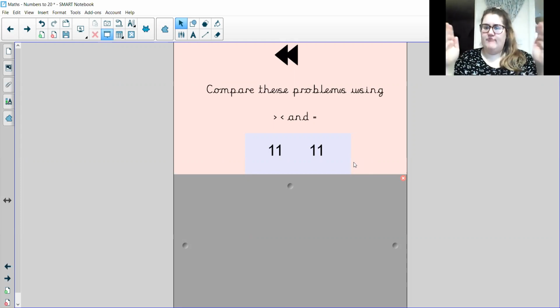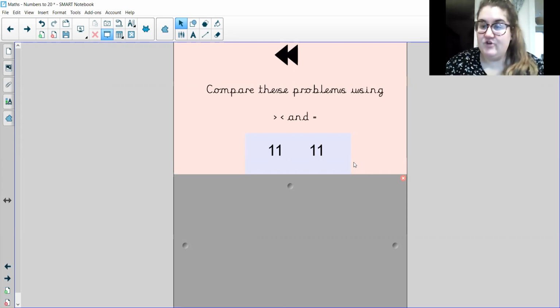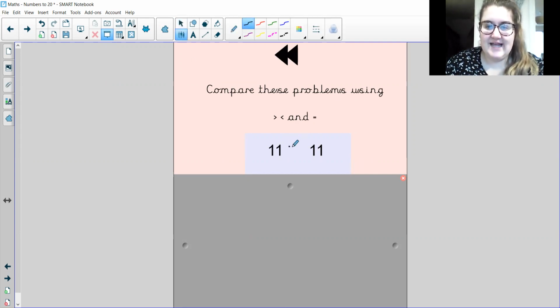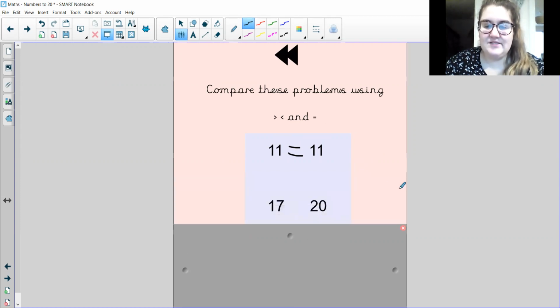Is 11 greater than 11? Is 11 less than 11? Or is 11 equal to 11? And if you're at home, you can show your grown-up as well. So, well done if you said 11 is equal to 11 because the values on both sides are the same. Let's have a go at this one.